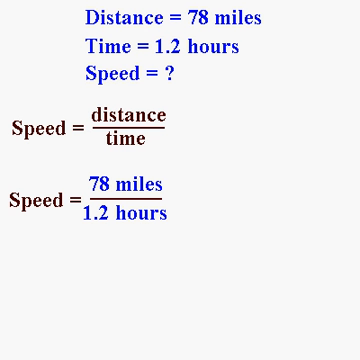Okay, now how do we get from here to the answer? Well, if there were just numbers here, we could figure it out, because 78 over 1.2 is simply a fraction. It means 78 divided by 1.2. But there are also words in this fraction. There are miles at the top and hours at the bottom. What do we do with those words?